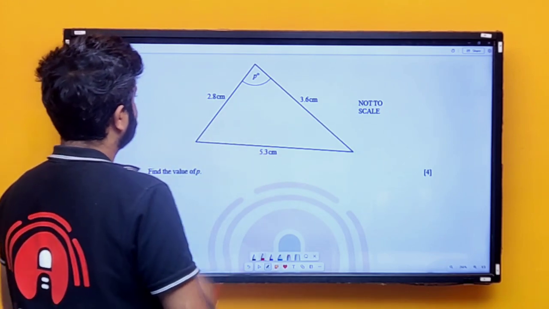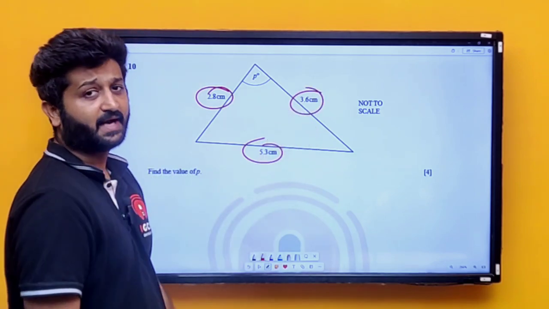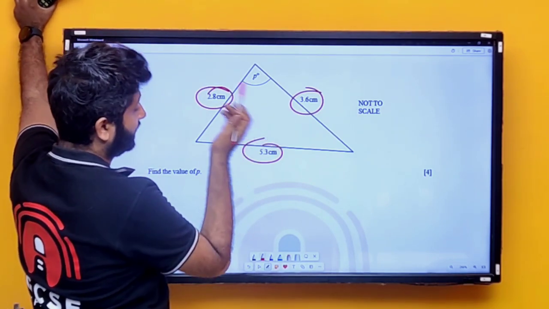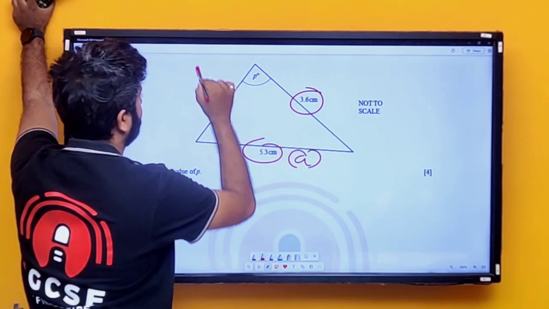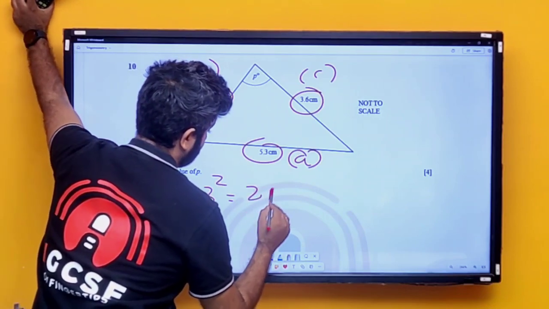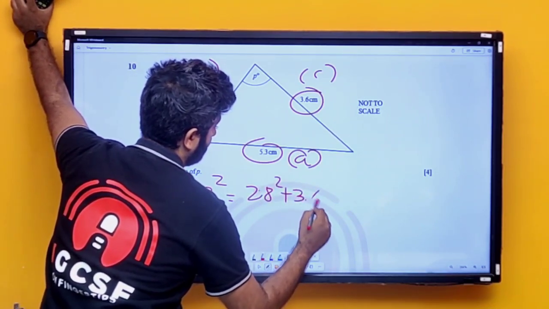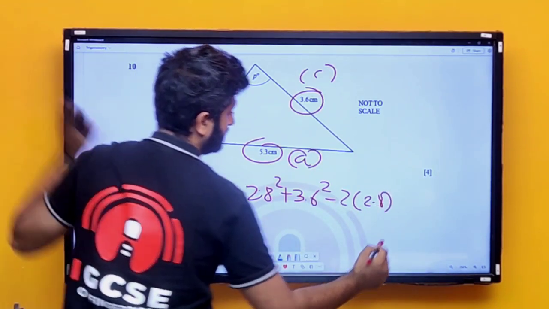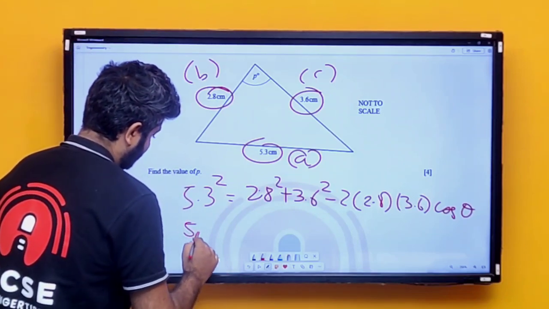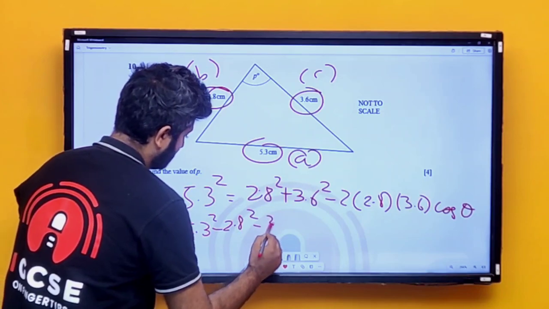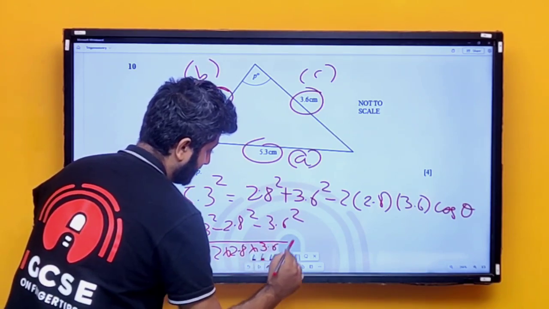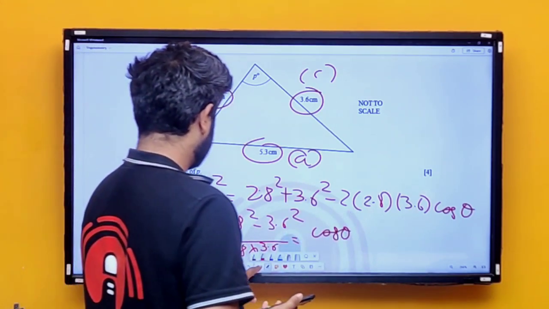Next question, find the value of P. I think this seems to me like a question of cos rule. We have been given three sides and I have been told to find the angle opposite to a side. So you can use cos rule. The side opposite the angle becomes a and the rest two sides become b and c. So we know the formula, a square equals b square plus c square minus 2bc cos theta. So we can rearrange this: 5.3 square minus 2.8 square minus 3.6 square divided by negative 2 into 2.8 into 3.6 is equals to cos theta.